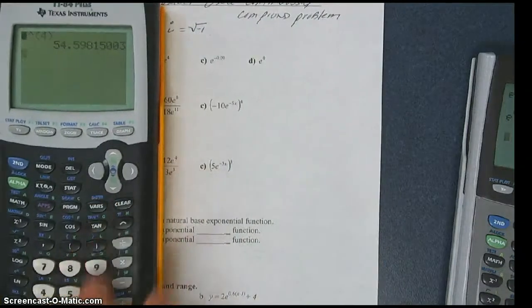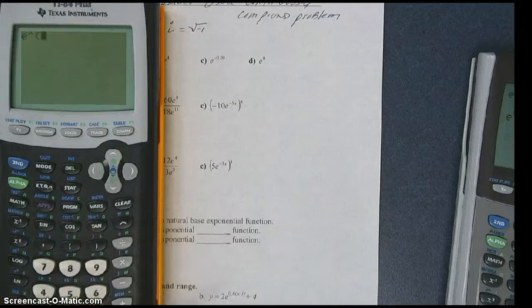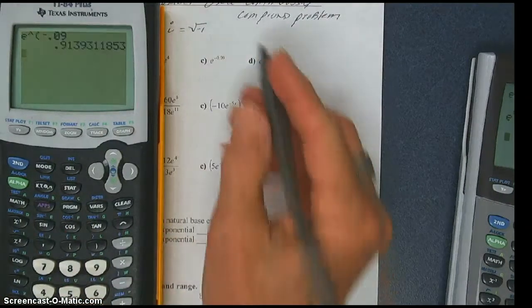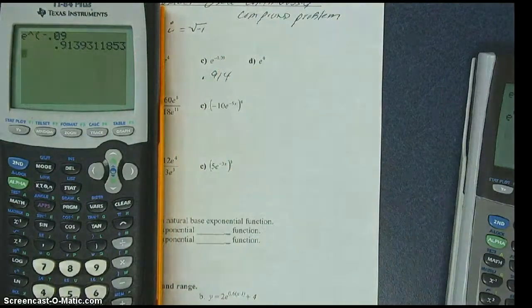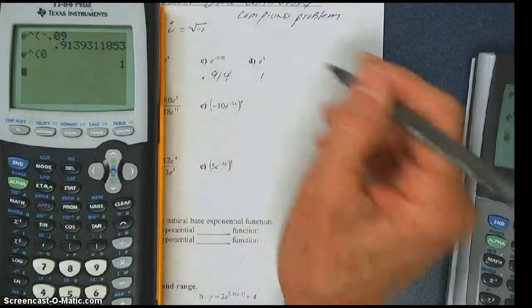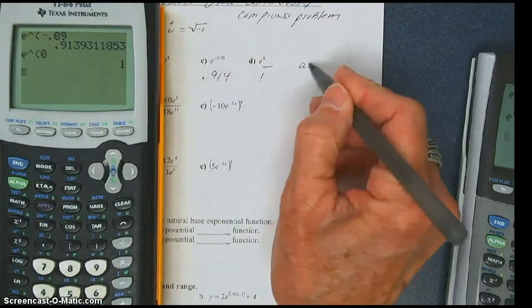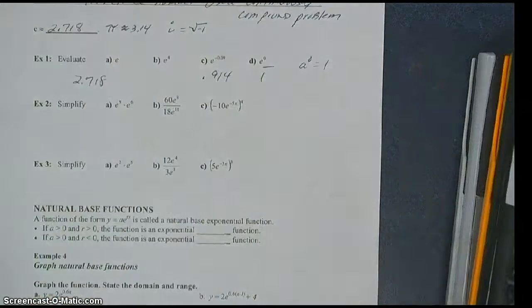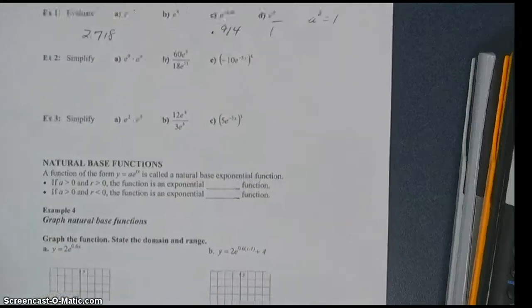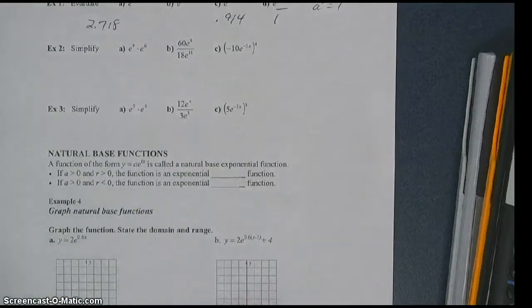E raised to a negative power. You just put that negative power in there. You'll get a decimal. Usually we round to 3 decimal places. E to the 0, you might be surprised, is equal to 1, but remember, anything to the 0 power equals 1. So in example 2, I just want to remind you of our power rules.